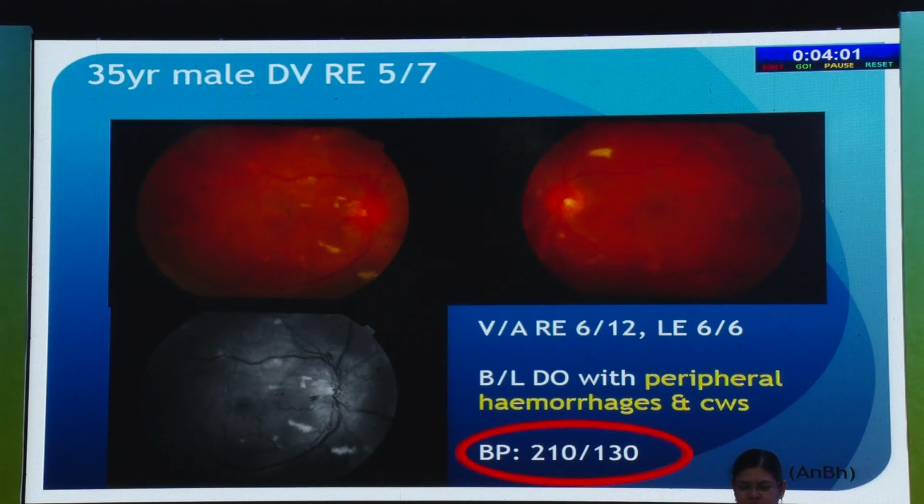Of course, if your findings are beyond the disc, so you mark cotton wool spots extending everywhere, then you think of a systemic cause. Again, Dr. Kalai showed it. So this is a patient with a blood pressure of 210 by 130.